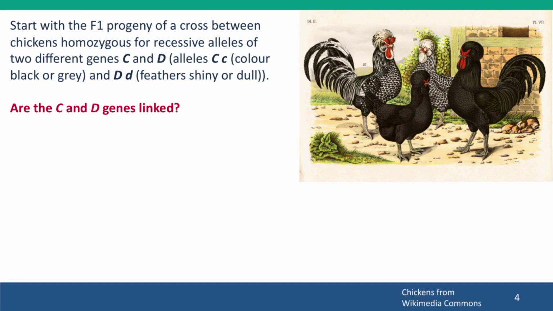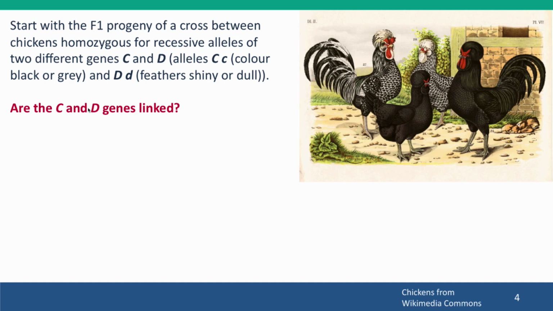And we're going to do this in the context of a chicken problem. So we're starting with the F1 progeny of a cross between chickens that were homozygous for recessive alleles of two different genes, C and D. So some of our chickens had the big C allele, homozygous, they were black. Some had little c, they were gray. Some had big D homozygous, they were shiny. Some had little d, their feathers were dull. What we want to answer is whether the C and D genes are linked.